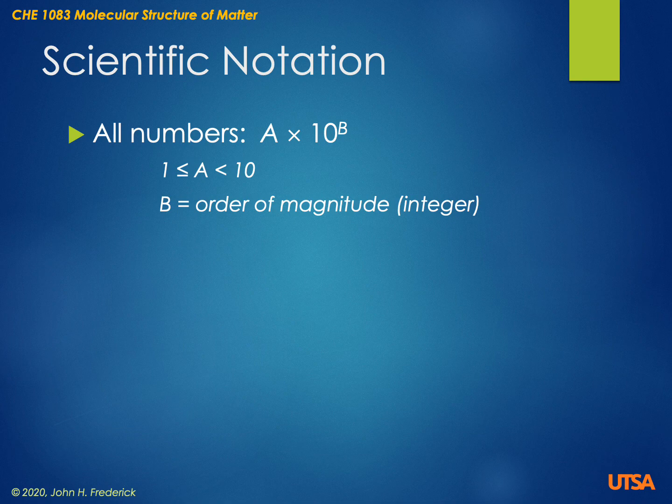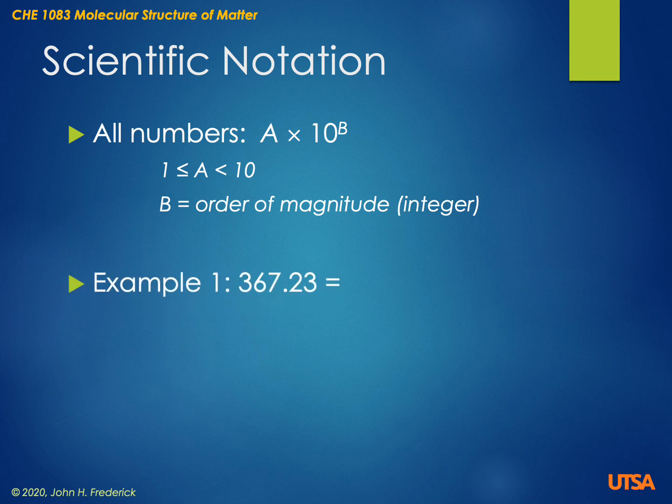So, for example, if we want to compare a centimeter and a kilometer, a kilometer is going to be 10 to the third meters, whereas a centimeter is going to be 10 to the minus 2 meters. So that gives us a sense that a kilometer is much larger than a centimeter.